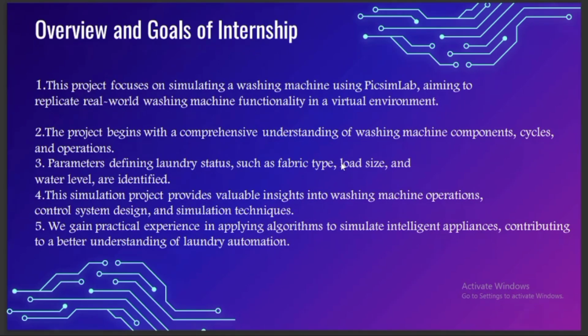And the third thing is parameters. Parameters defining laundry status such as fabric type. Here, the fabric type is the type of the cloth that we are using. Load size means the quantity of cloth we are using, and the water level are identified here. Thus, this simulation project provides valuable insights into washing machine operations, control system design, and simulation techniques, so that by this, we can gain practical experience in applying algorithms to simulate intelligent appliances, contributing to a better understanding of laundry automation.